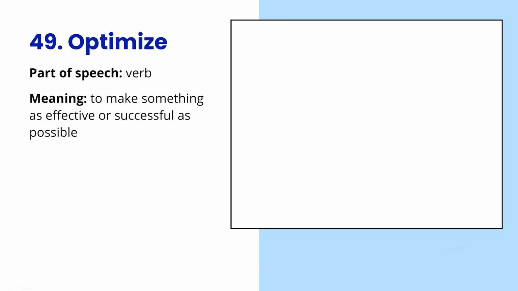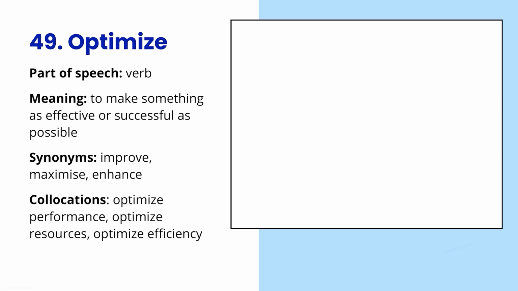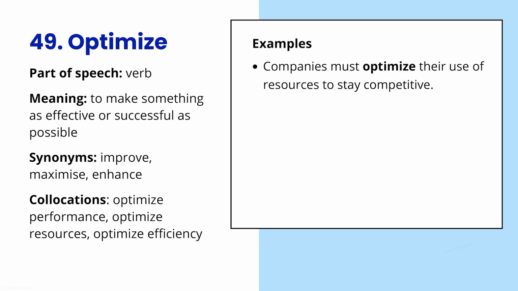Moving on to 49, optimize. Optimize is a verb and it means to make something as effective or successful as possible. Synonyms: improve, maximize, enhance. Collocations: optimize performance. So this means to make the performance as good as possible. Optimize resources, optimize efficiency. Companies must optimize their use of resources to stay competitive.